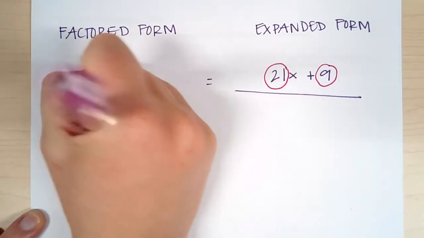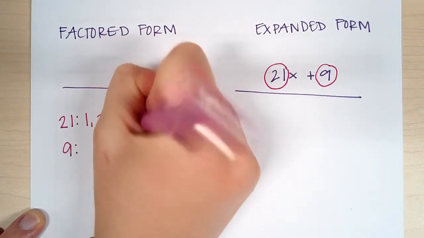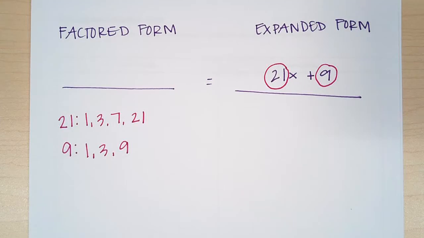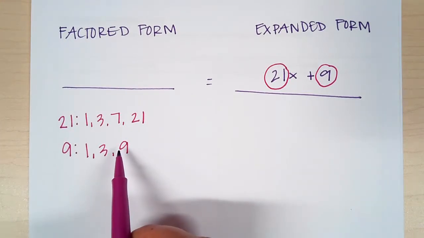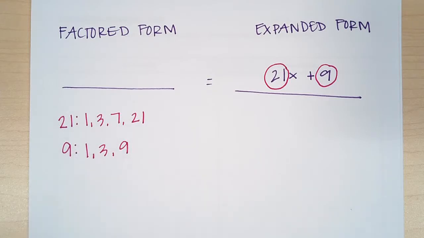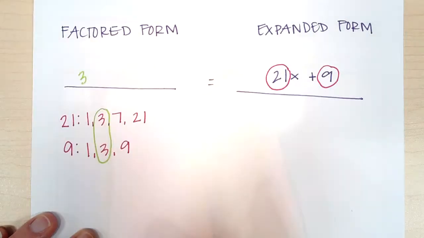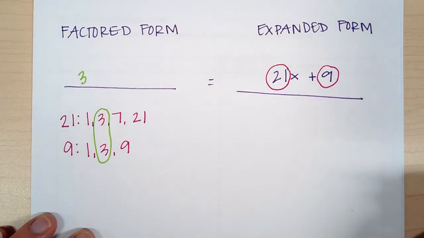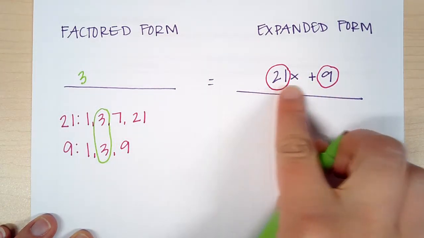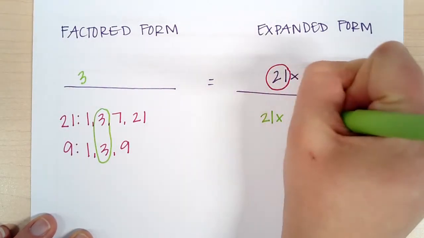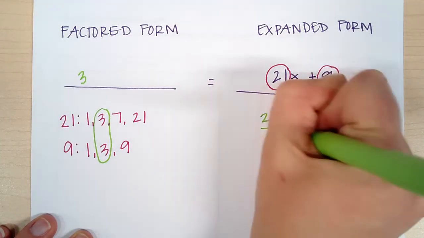Well, the factors of 21 are 1, 3, 7, and 21, whereas the factors of 9 are 1, 3, and 9. Now, sometimes that 9 might be the greatest common factor, so this number could be your greatest common factor. In this case, though, it's not. We've got a 3, so that 3 is going outside of our parentheses. Our next step is to do what? Do we want to multiply or divide the 3 out of these terms? Well, we want to divide. So here, I'm going to divide both those by 3.